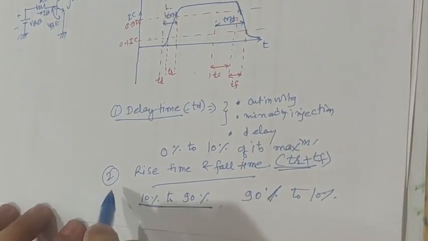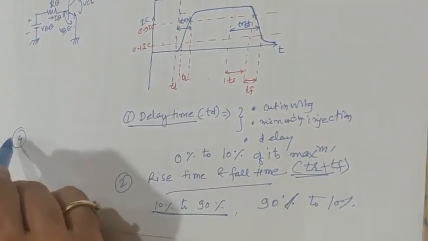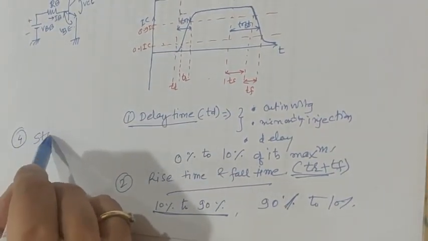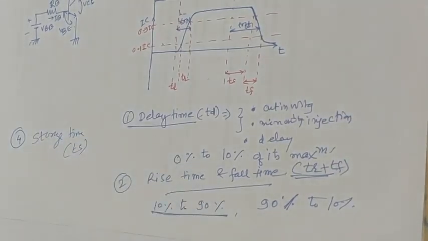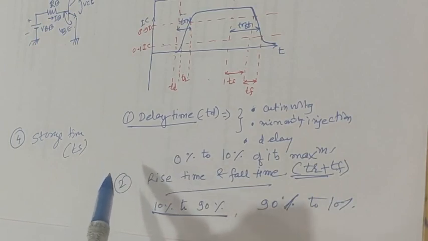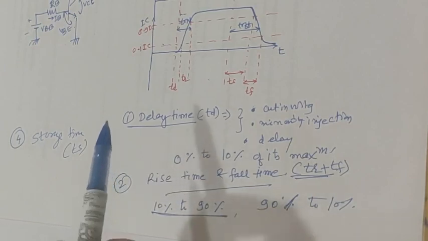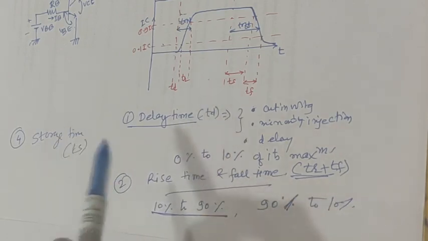Okay, now I am defining the fourth time, which is called storage time, and storage time is represented by TS. Now the failure of the transistor to respond to the trailing edge of the driving pulse for the time interval TS results from the fact that the transistor is in saturation and it has a saturation charge of excess minority charge carriers stored in it.